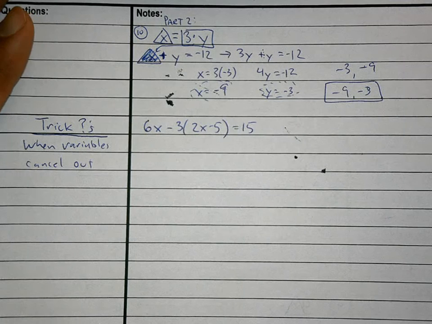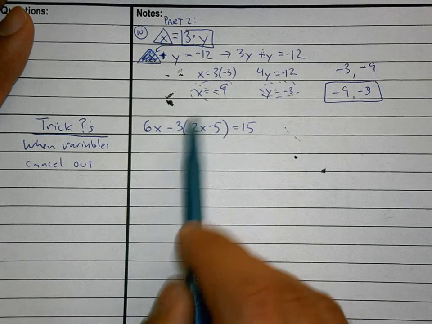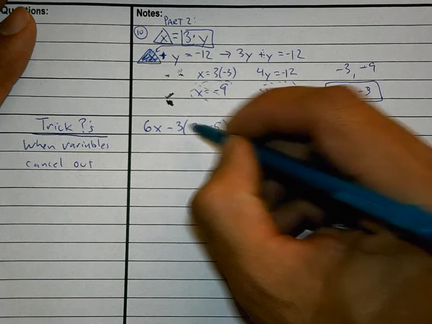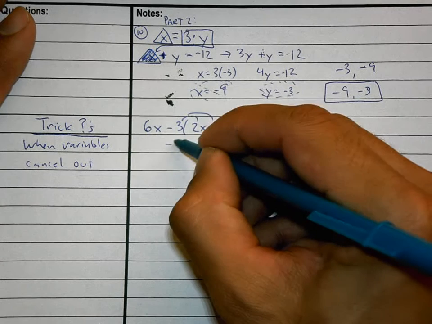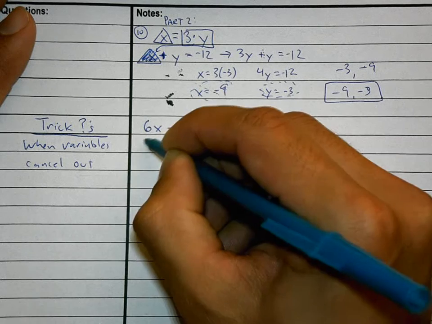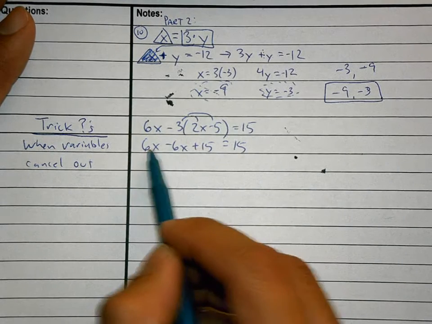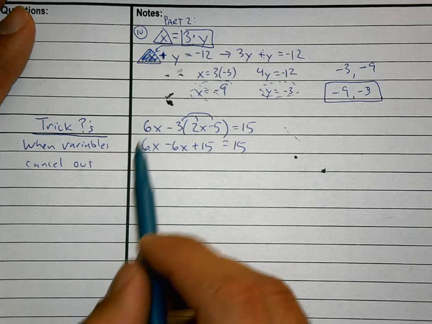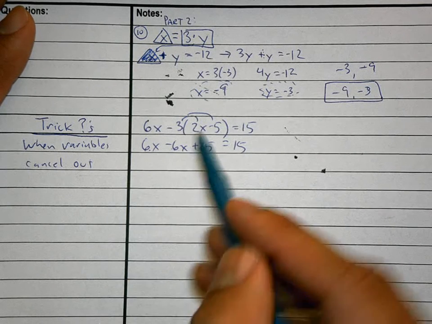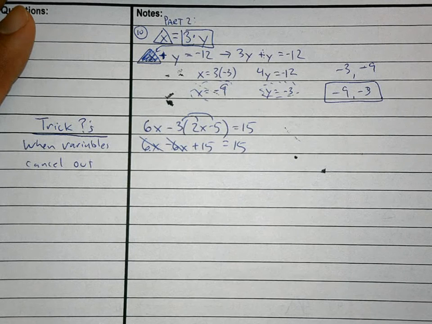Let's say you're working on a problem and it says 6x minus 3, and then you plug this in, 2x minus 5 equals 15. And this is what happens. You distribute and you get negative 6x plus 15. If you get 6x minus 6x, 6x take away 6x, how many x's is that? 0. 0 x's. They go away.